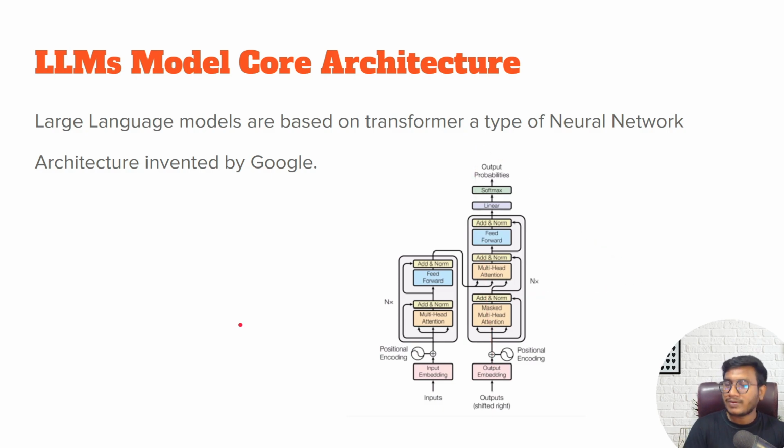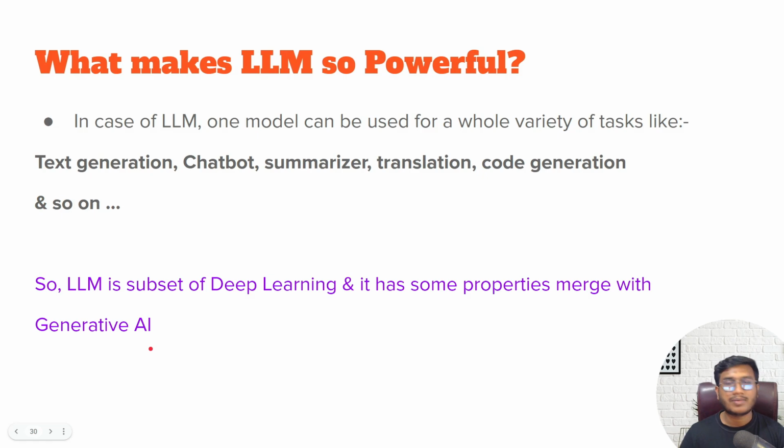Now on top of this architecture, they added some more layers and some more functionality, and they brought different large language models. Now let's see some large language models, but before that, let me tell you what makes large language models so powerful. I already told you, in the case of an LLM, one model can be used for a whole variety of tasks, like text generation, chatbot, summarization, translation, code generation, and so on. With one model, you can perform all kinds of tasks.